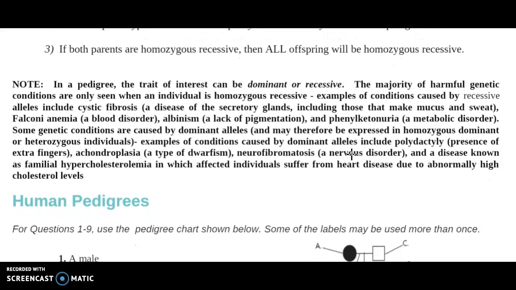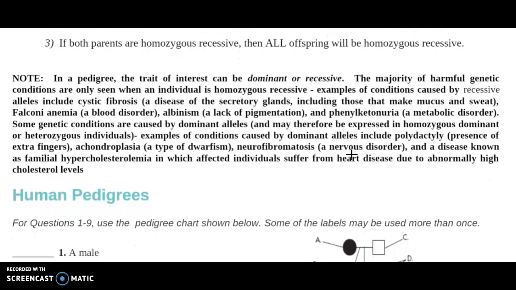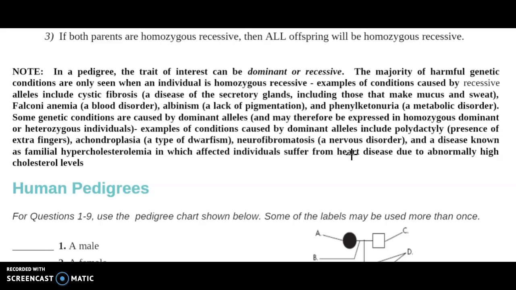So note, in a pedigree, a trait of interest can be dominant or recessive. The majority of harmful genetic conditions are only seen when an individual is homozygous recessive. If they're detrimental and dominant, then that usually tends to die off in the population. But the majority of harmful genetic conditions are only seen in an individual who is homozygous recessive.